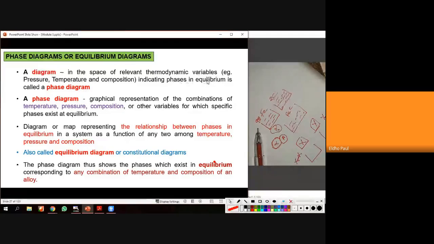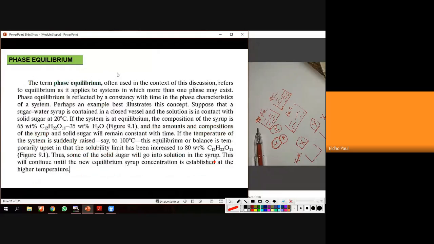What does phases in equilibrium mean? Phases in equilibrium is used for a system in which more than one phase may exist. In the case of sugar syrup, I will give an example. Sugar syrup is contained in a glass vessel, and the solution is in contact with solid sugar at 20 degrees. If that system is at equilibrium, the composition of syrup is 65% and 35%. And the amount and the composition of syrup and solid sugar will remain constant with time.